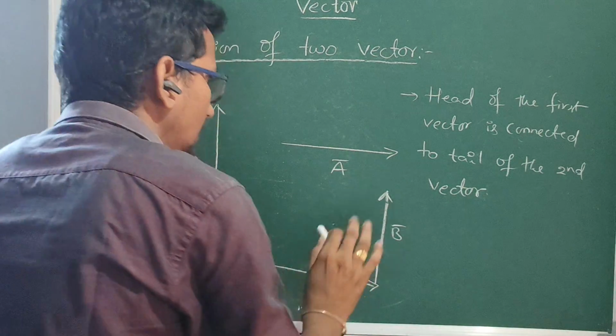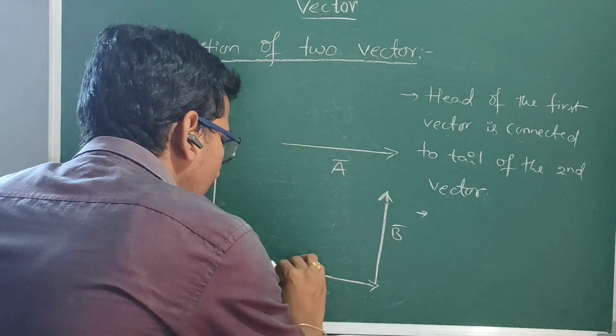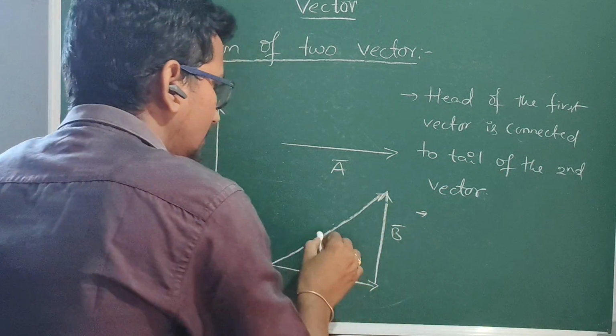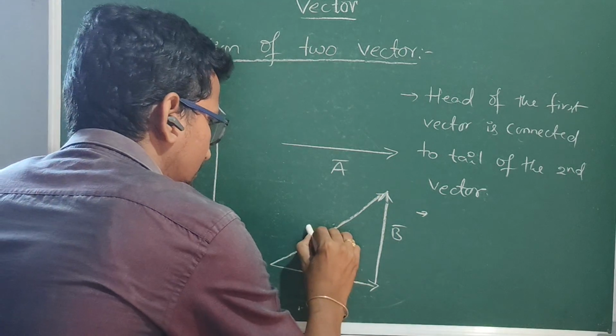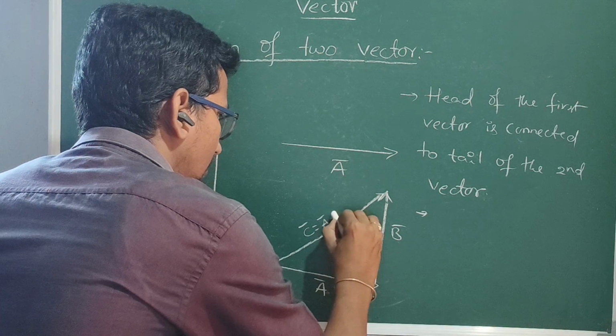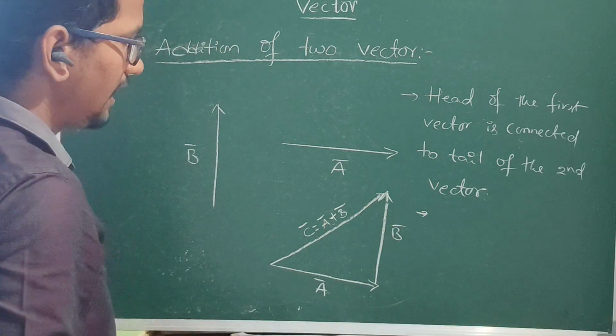That's very important. The tail of the first vector is connected to the head of the second vector. That is the resultant vector. That's C bar. C bar is equal to what do we need to write? A bar plus B bar.